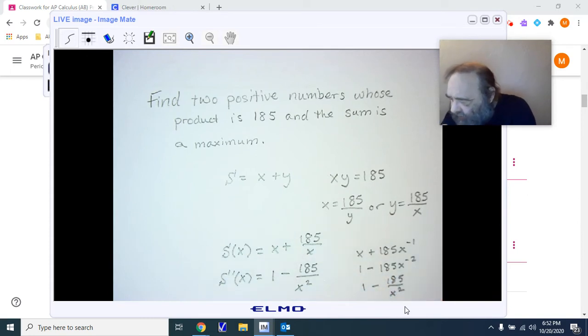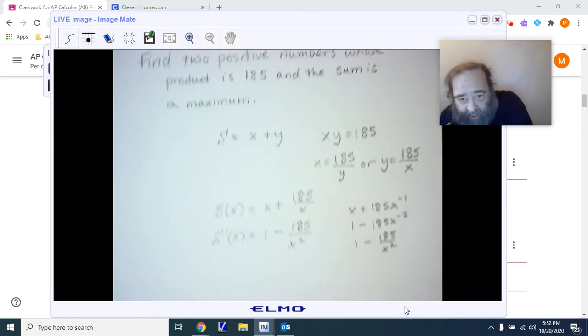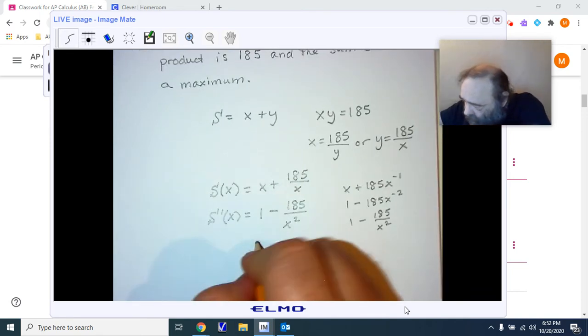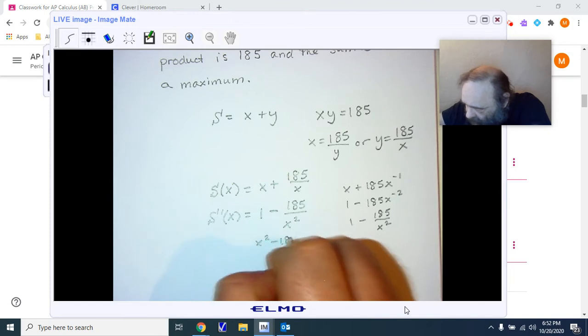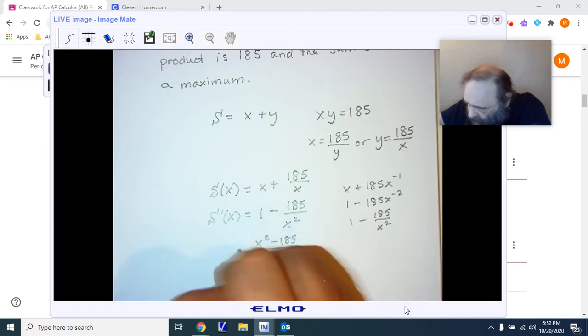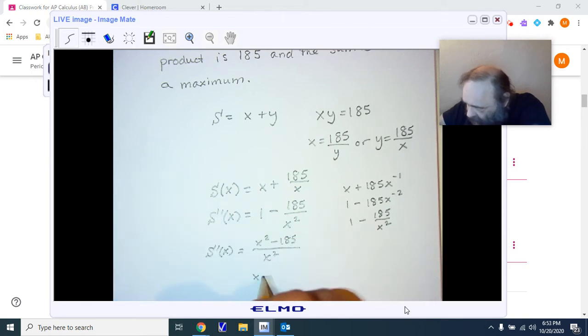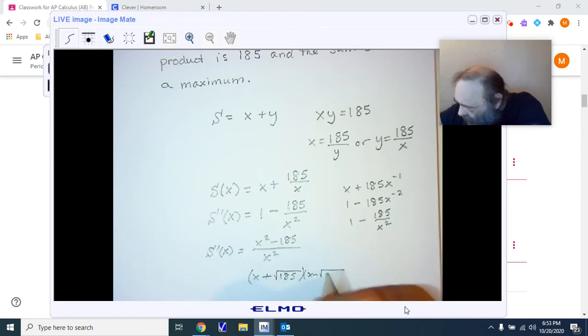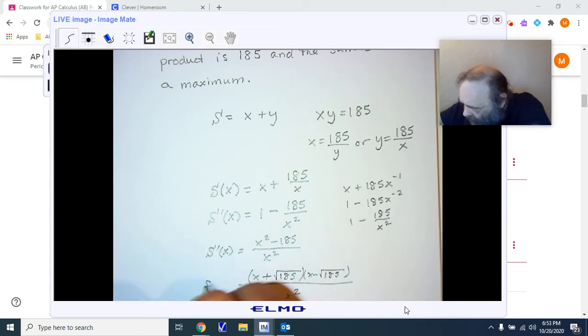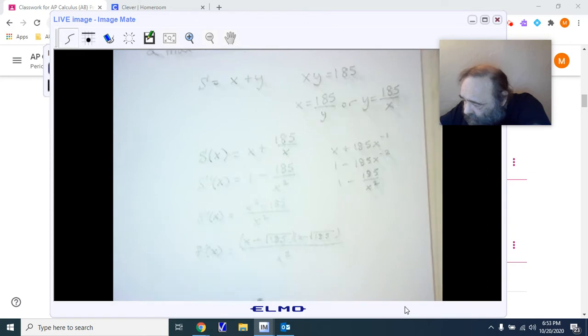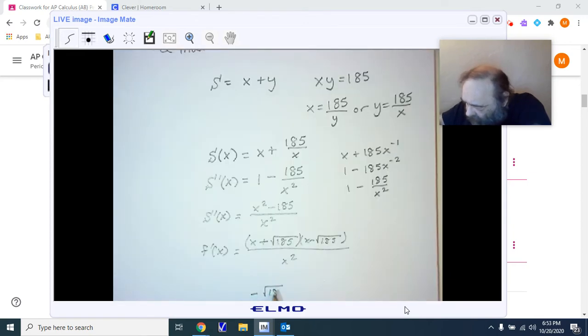Now, once I have my derivative, I need to get the common denominator so that I can find the zero. Notice x squared minus 185 over x squared, that's still S prime of x, and therefore when I factor this, x plus the square root of 185, x minus the square root of 185, divided by x squared is S prime of x. My critical values are the negative root 185 and the positive root 185.